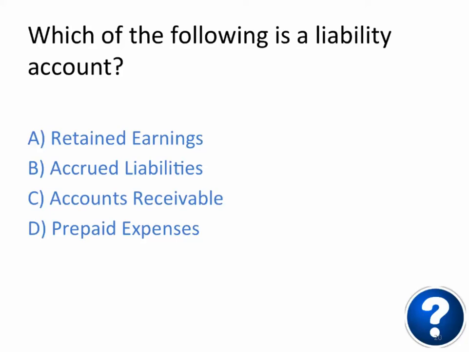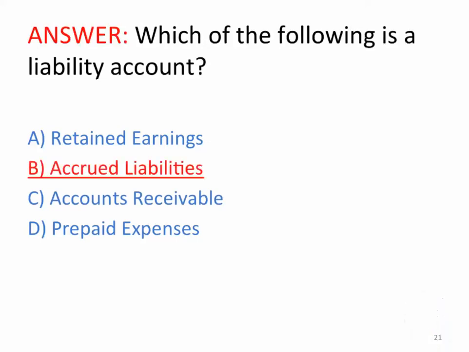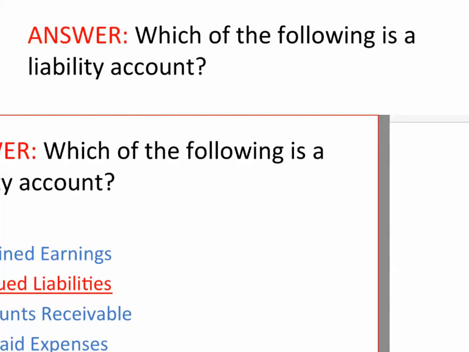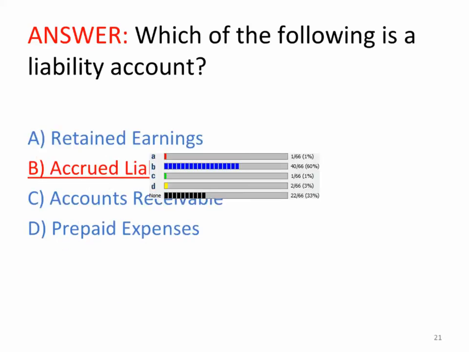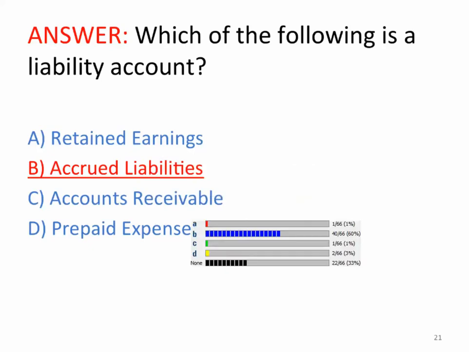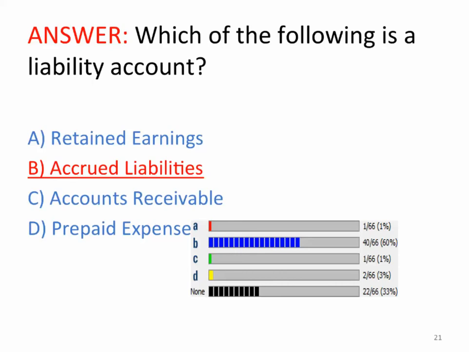So what is the answer for this? B. B, yes, you're right. Okay, so the answer here, okay, accrued liabilities is the answer. That is a liability. Yes, in majority rules, it is B, accrued liabilities.